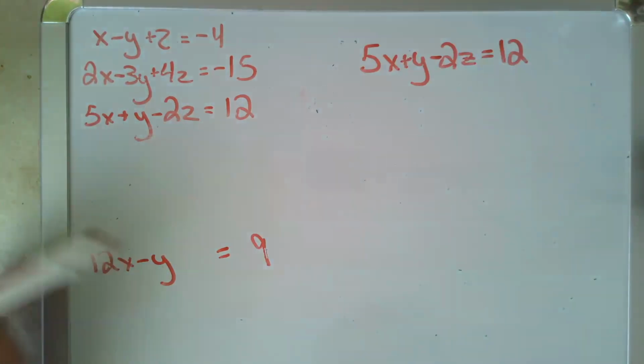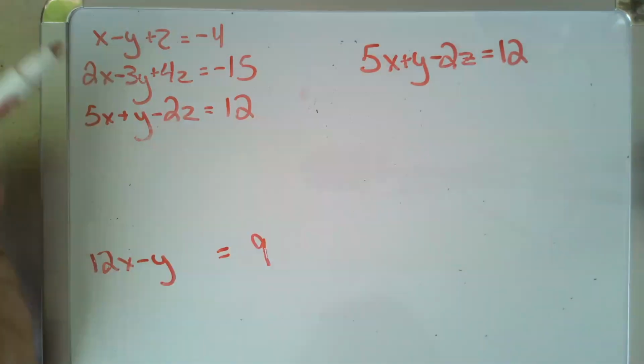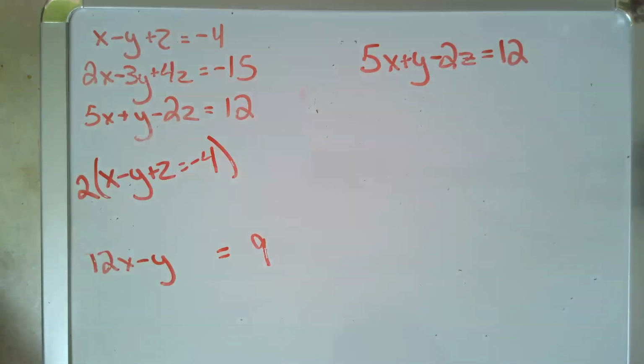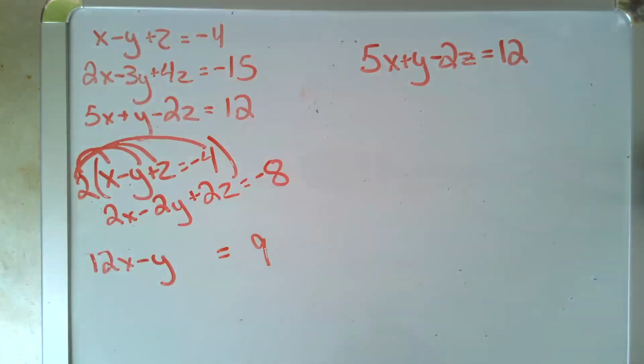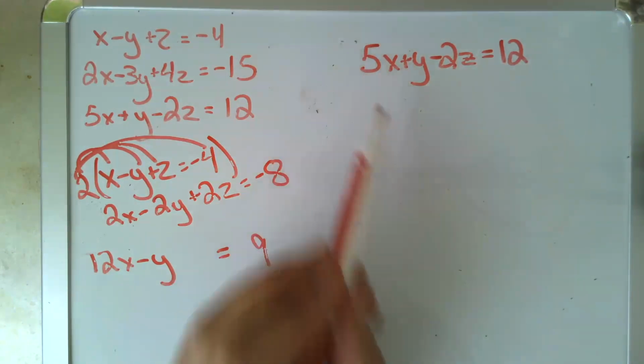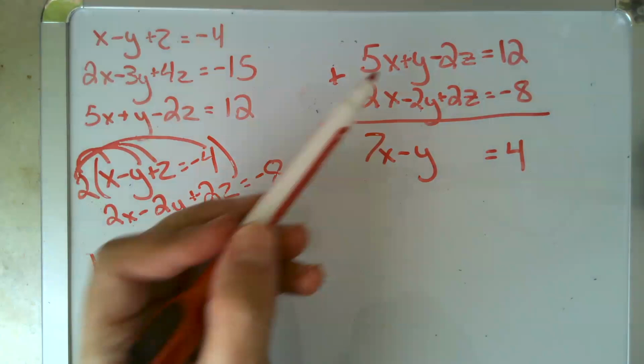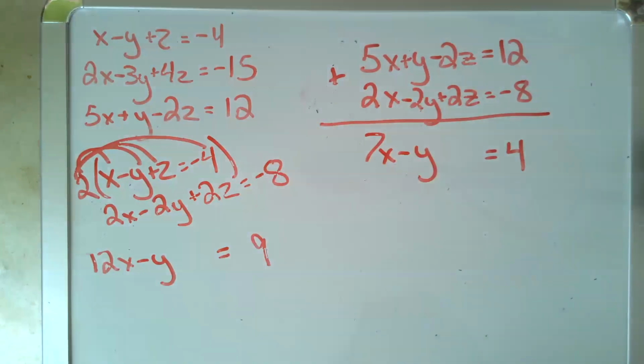And now if I want to get rid of my z again, I'm going to take this equation and multiply it by 2. And again, I'm going to apply it to everything. And that gives me 2x minus 2y plus 2z equals negative 8. I'm going to write that right under this equation. And now I'm going to add these two together. And so again, my minus 2z and my plus 2z, that lets me eliminate z. And I've got 7x minus y equals 4.